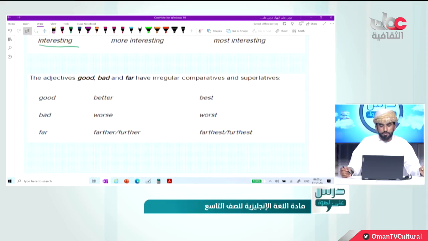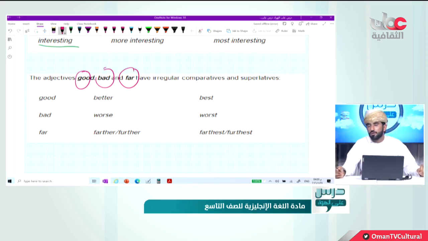Right, now let's move to this one. The adjectives good, bad and far have irregular comparatives and superlatives. These three adjectives, good, bad and far, are the only adjectives that differ if you want to compare something to something or if you want to make a superlative. The only three adjectives, good, bad and far, right?